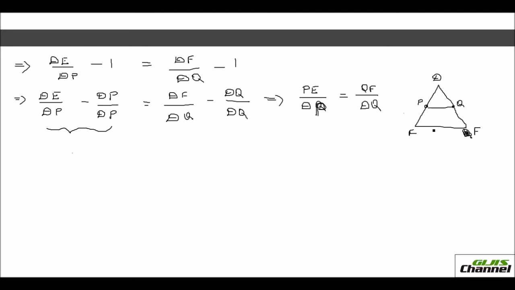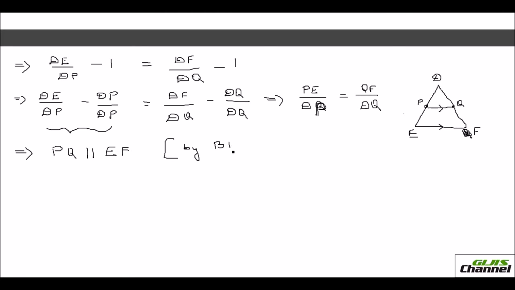So here it is QF over dQ, right? So what does that mean? It means that the lines are parallel. When the sides are proportional, I can say that PQ is parallel to EF, okay? The side EF, I'll tell you why. Because of the BPT theorem. Remember? By BPT, the basic proportionality theorem.